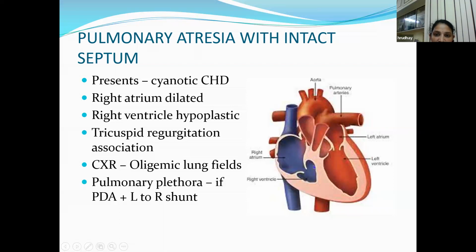On chest X-ray, as there is low blood flow to the pulmonary artery, it will show oligemic lung fields. If there is a PDA present between the aorta and the pulmonary artery, then there will be a left to right shunt, and then we can see pulmonary plethoric lung fields.